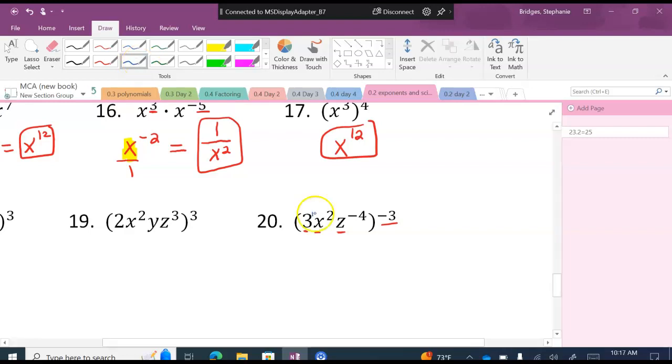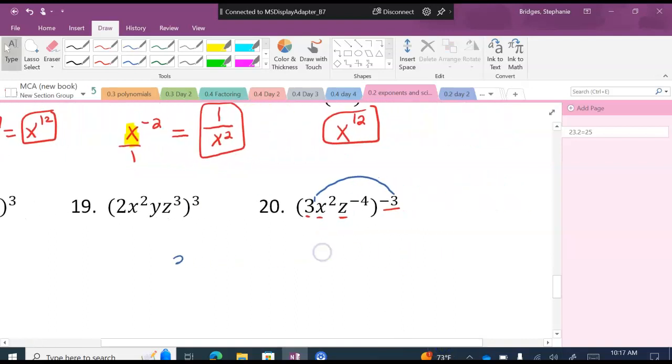So right now the exponent on my 3 is a 1. So I'm going to do this, which gives me 3 to the negative 3rd power, because I'm multiplying those exponents, power to a power. Then I'm going to do the same thing with the x. X squared raised to the negative 3rd is going to give me x to the negative 6, because we multiply those exponents. And then the same thing with the z. What's negative 4 times negative 3? Positive 12.